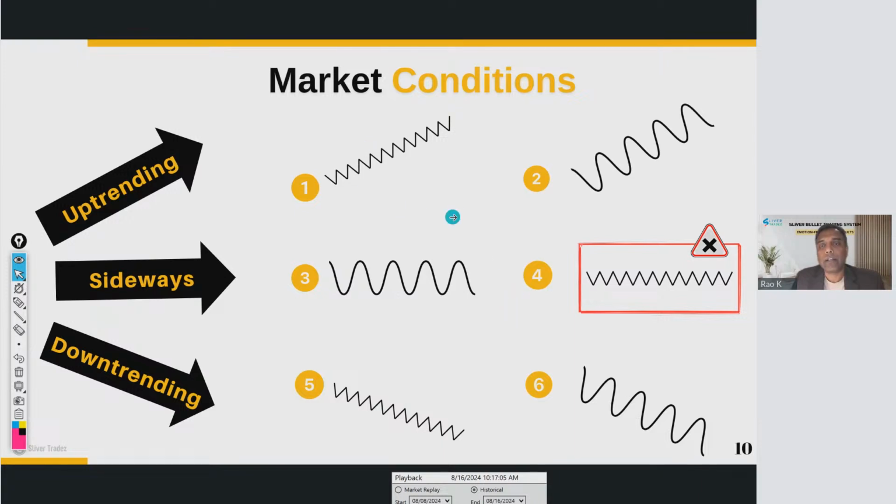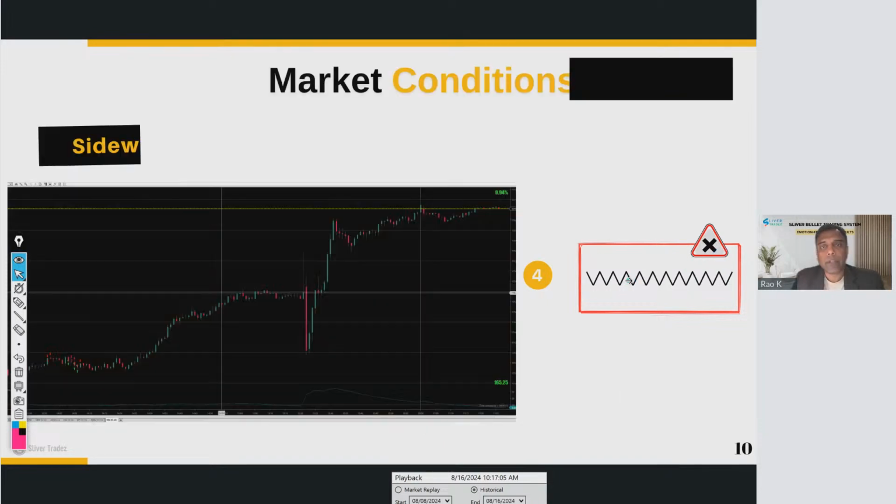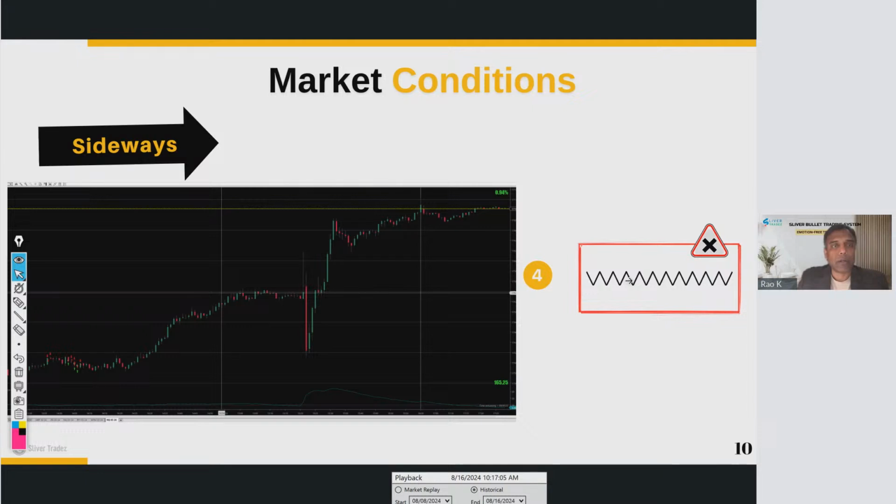So this is the nicer diagram of the same thing that I was talking about, and that market condition number 4, when price is in a narrow range, flattish, we should avoid trading. And here I'll give you an example of this market condition number 4, a real life example, which we should avoid trading.